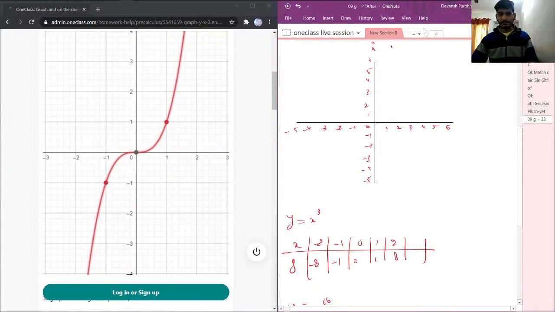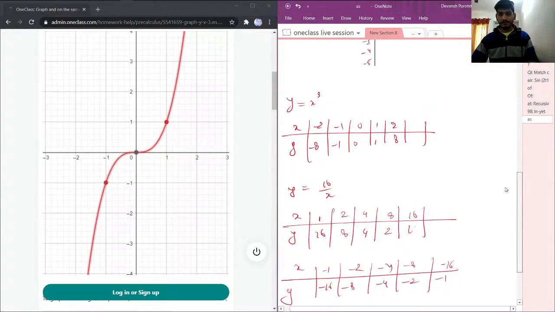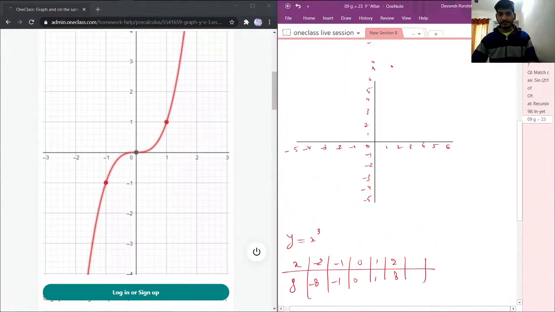For 2 we have this 8, then for 16 over x, for 2 we have 8, okay, 4, 4, 8, 2. Then again we have 2, 8. Then we have 4, 4 and 2 and 8. It will go like this, and it will go like this.